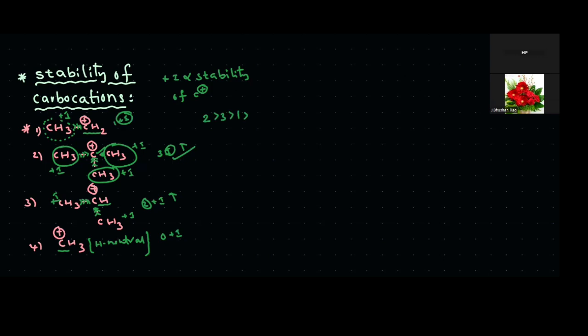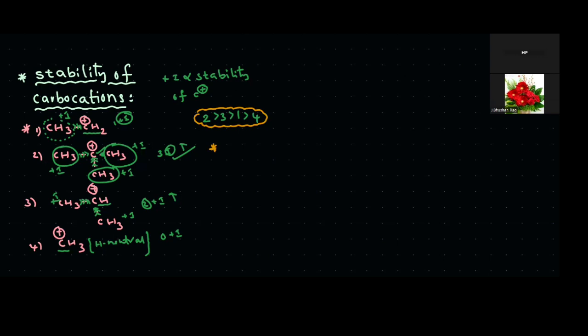This stability order we can identify according to the inductive effect. This is one example. Next, another example, so that if any other group is given, we can easily identify the carbocation stabilities also. The next one is the second example.